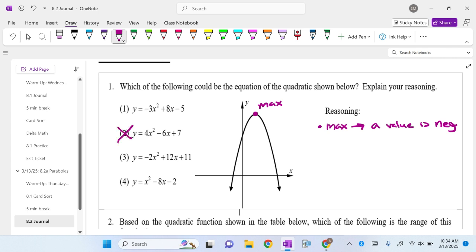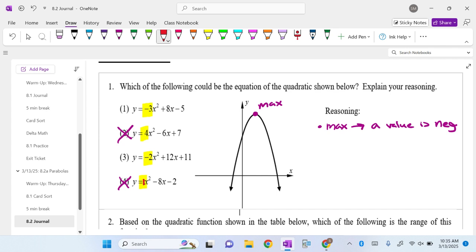2 and 4. Because if you look at all their A values, or the numbers connected to the x squareds, and remember there's an unspoken 1 here in front of the x squared, the ones in front of 2 and 4 are both positive numbers, while 1 and 3 are negative numbers. Now, we still have 2 answer choices we can pick from.